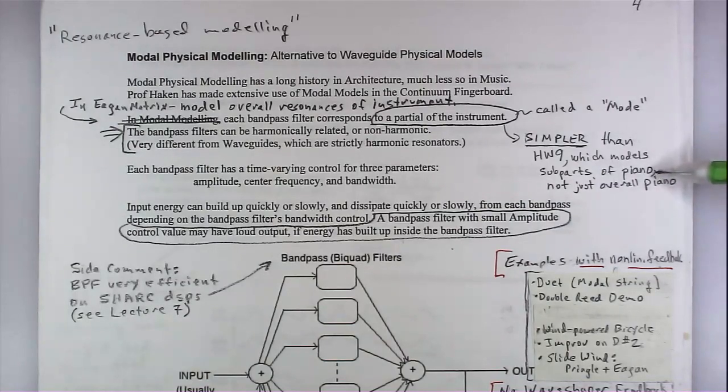Now, in that example, there aren't that many parts, right? You can model each molecule if you want. There are all different levels you can model on. But still, that paper models different parts. For instance, the soundboard of the piano would be a separate model from the strings, and so on and so forth. So this is much simpler.